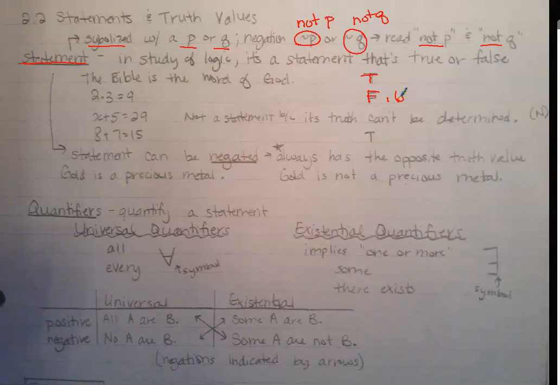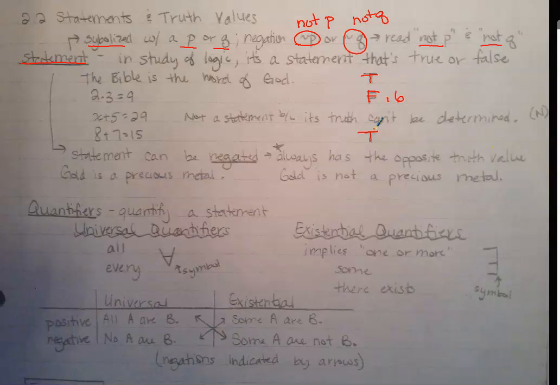How about x plus 5 equals 29? This one is not a statement because its truth can't be determined, so it's neither, is how we would put that. It would depend on what x is. We can't determine the truth, and it has to be a statement. Correct. And then the next one says 8 plus 7 equals 15. That one's true.